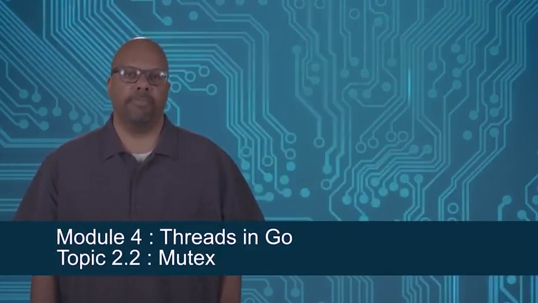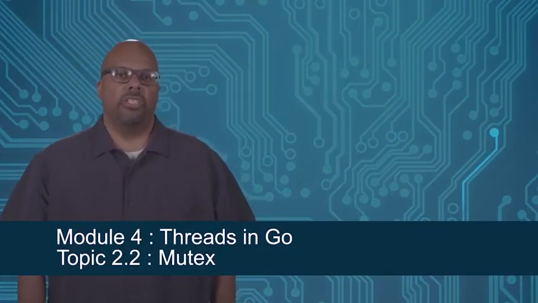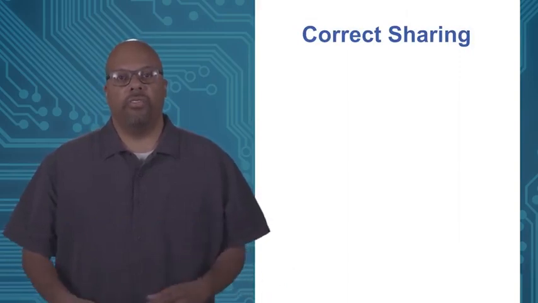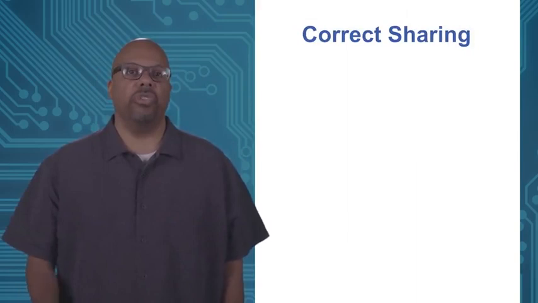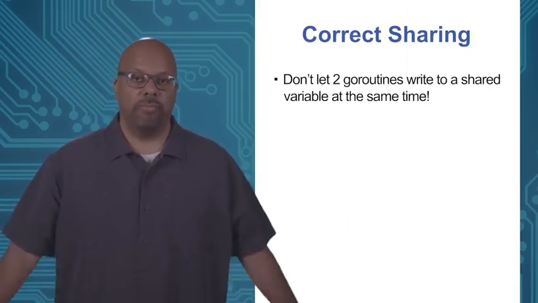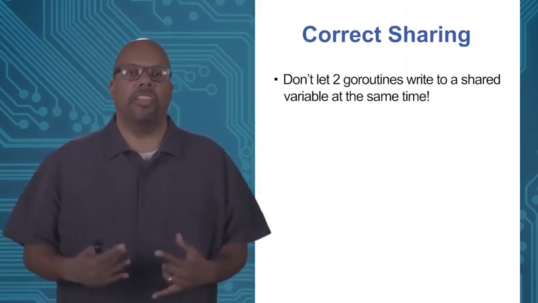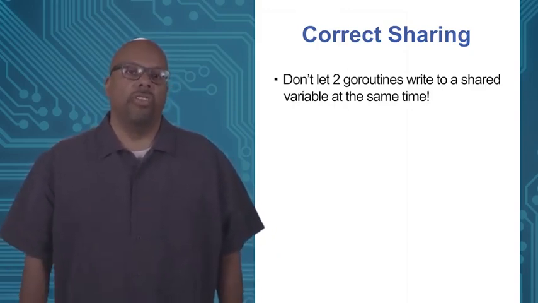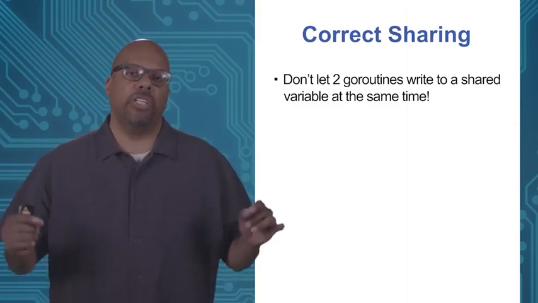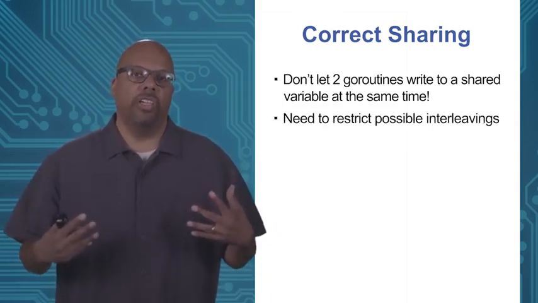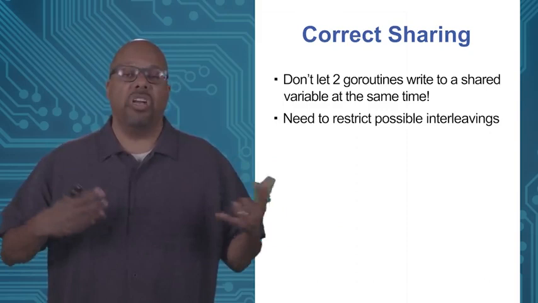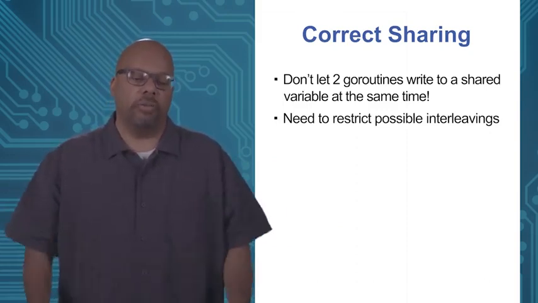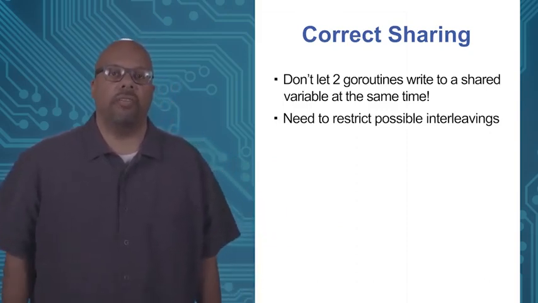Module 4, Threads in Go, Topic 2.2, mutex. So how do we do sharing of data correctly between Go routines? Don't let two Go routines write to a shared variable at the same time, just as a rule of thumb. Don't let that happen because you can get these interleavings that cause the problem that we just saw. So you need to restrict the possible interleavings of these Go routines. Say there are two Go routines, Go routine 1 and 2, which are both writing to this variable I, the shared variable, shared data.